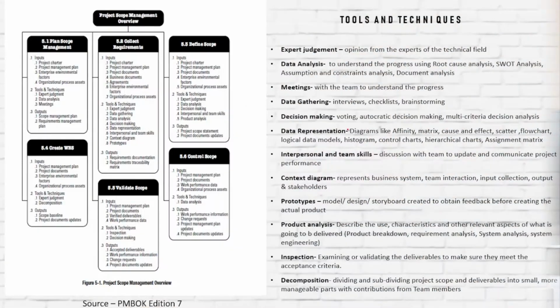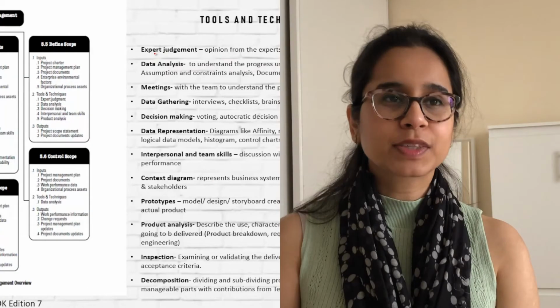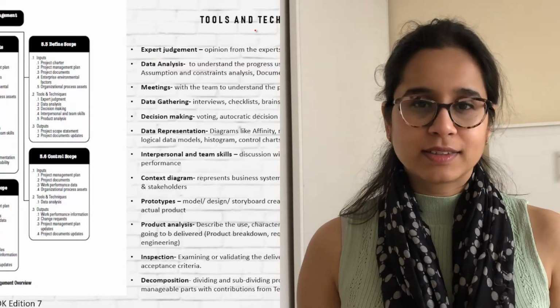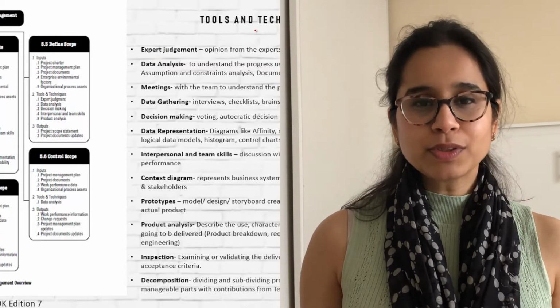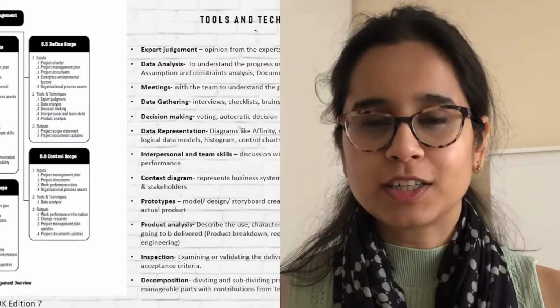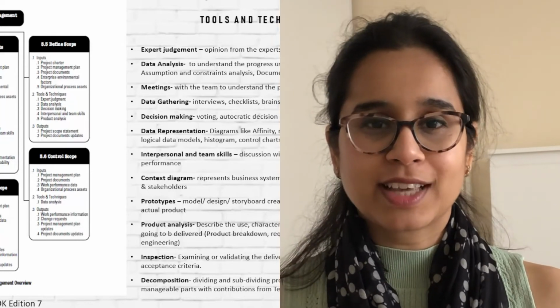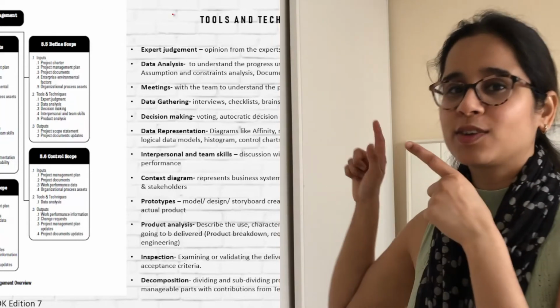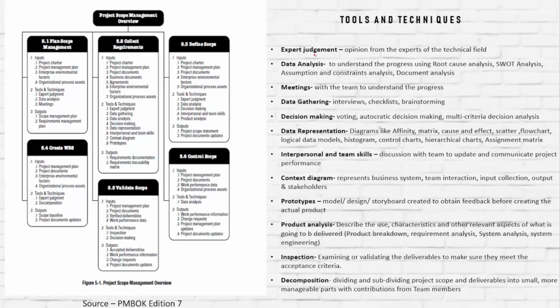Now, I know that this seems like a lot, but this will just get over really quickly. So tools and techniques are a lot easier than inputs and outputs. So you will be able to learn about it, or you will be able to get through this section really easily. Let's go. First one is expert judgment.